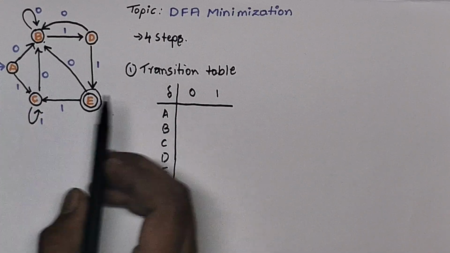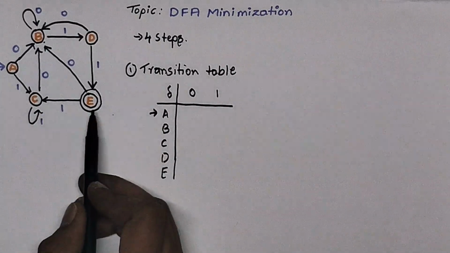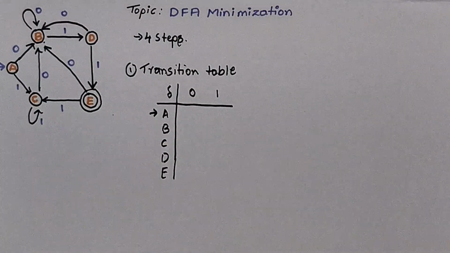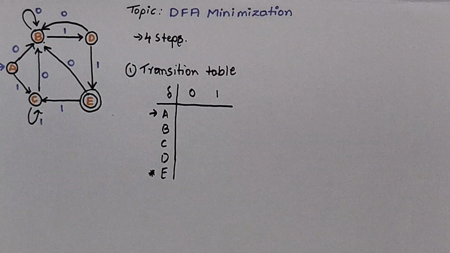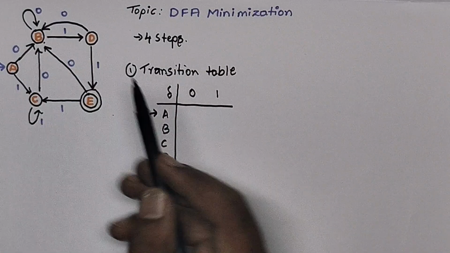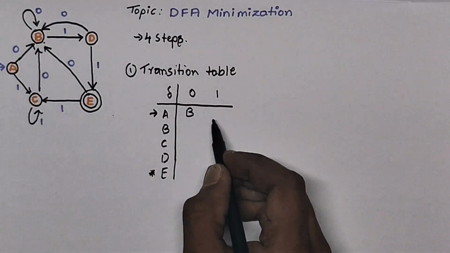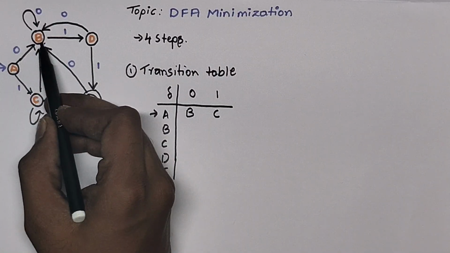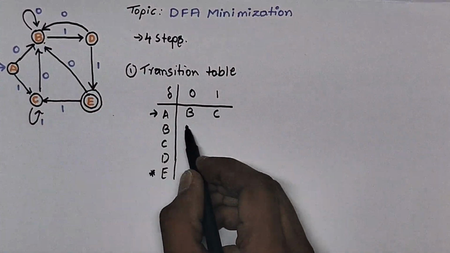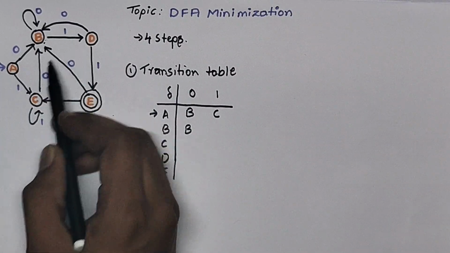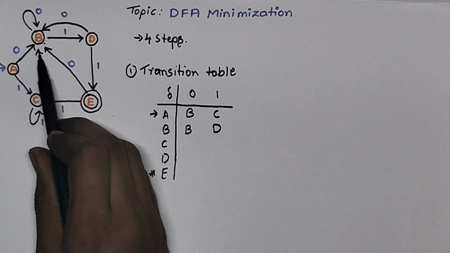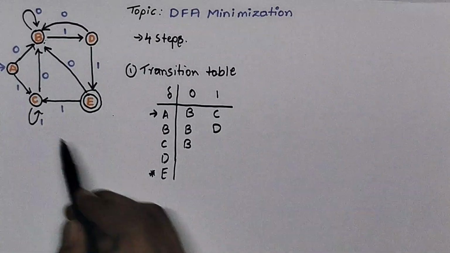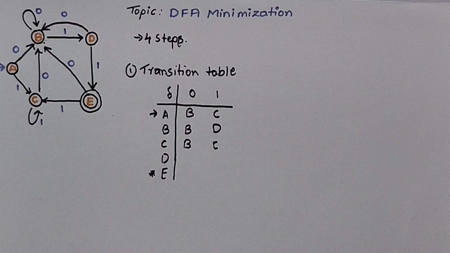Here this arrow mark represents A is the initial state, and the double circle around the E state represents E is the final state. So we will represent the final state in the transition table using a star. Now A, for 0 it is moving to B and for 1 it is moving to C. Now B, for 0 it is moving to B itself and for 1 it is moving to D. Now C, for 0 it is moving to B, for 1 it has the self loop, that is it is moving to C itself.